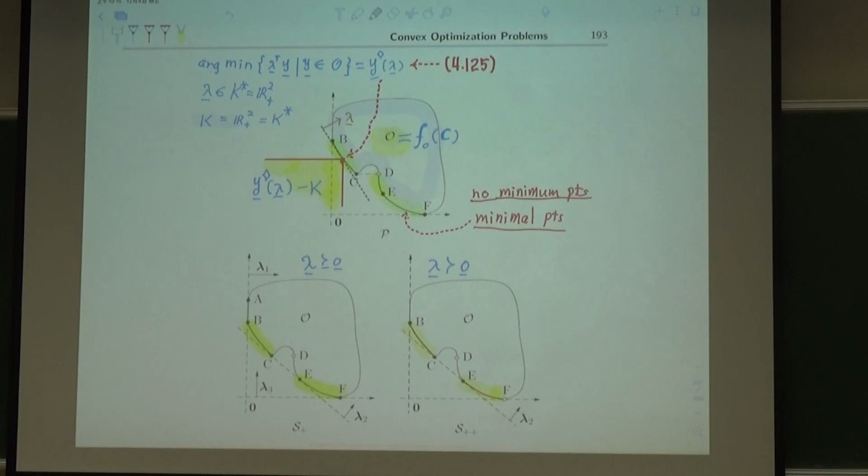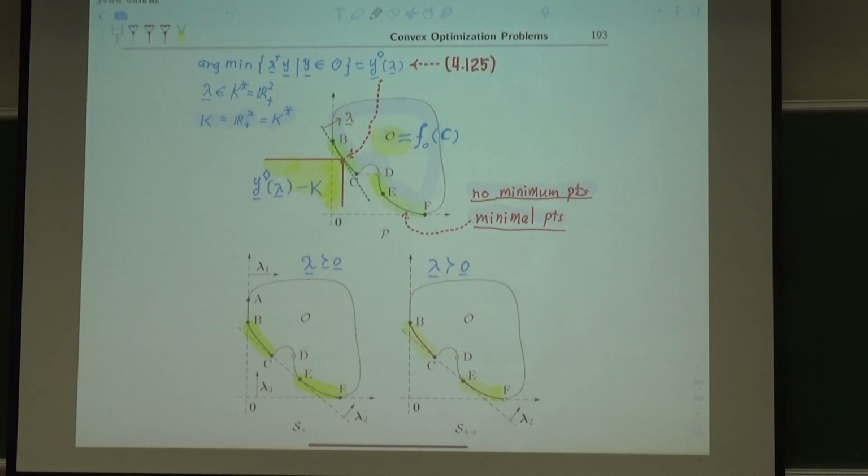This is a K comparison rule defined by a proper cone. Suppose here the cone is R plus two-dimensional space. Because this cone is self-dual, its dual cone is the same as itself. In this case there are no minimum points, right? But there are many minimal points. Where are the minimal points?